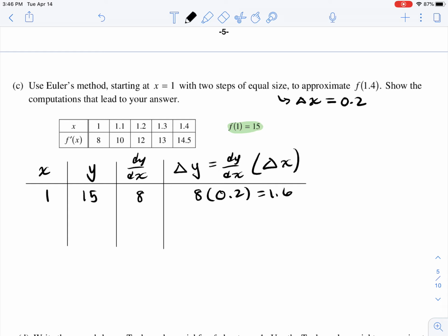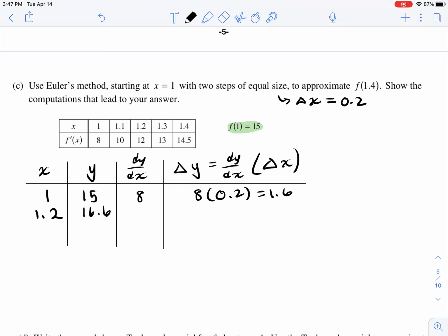So going on, using delta x to write our next x value, we've got 1.2 then. So at 1.2, what was our y value? Well, we determine our new y value at 1.2 using delta y. So 15 plus 1.6 gives us 16.6.